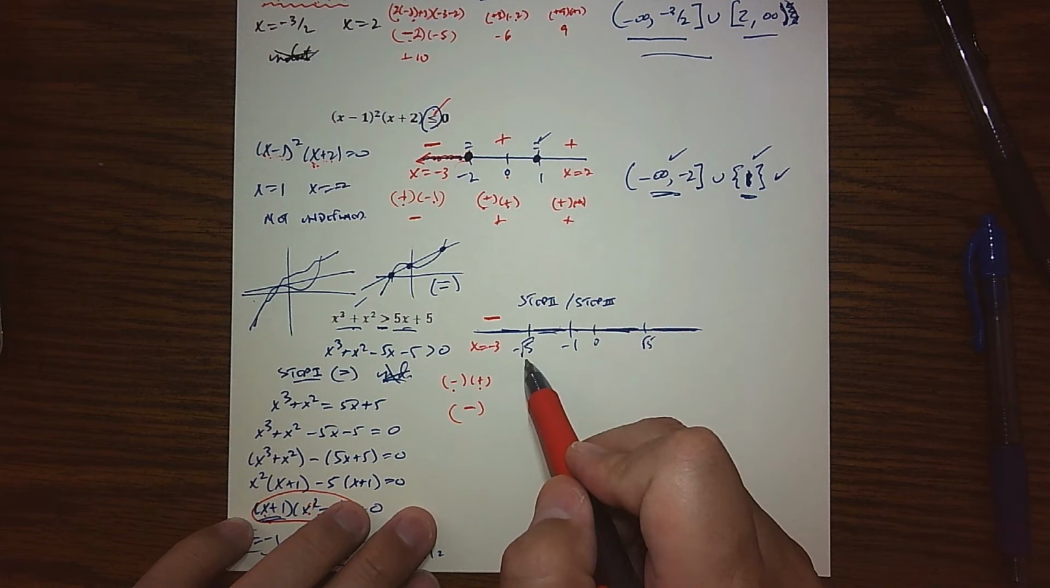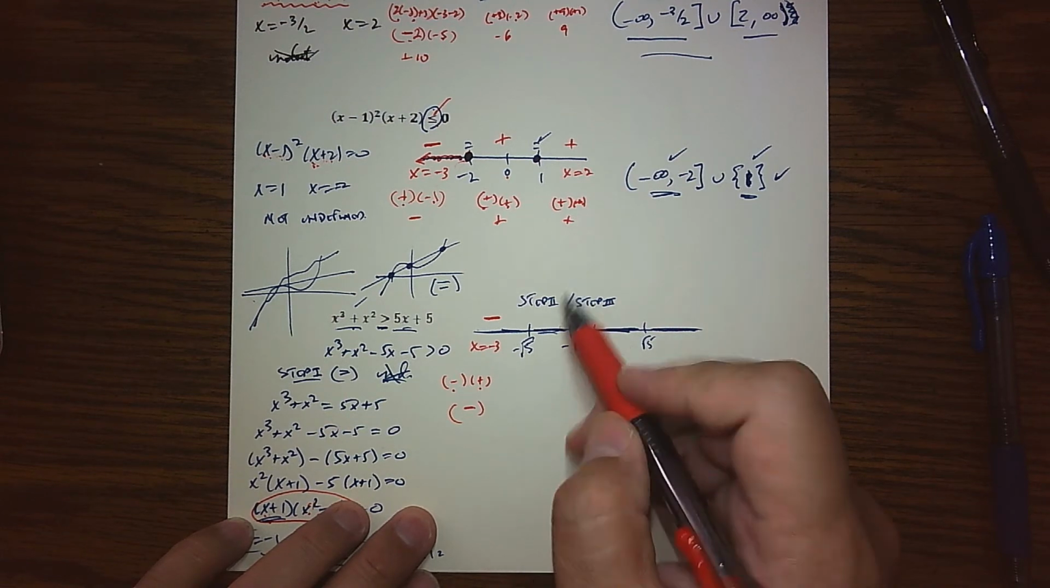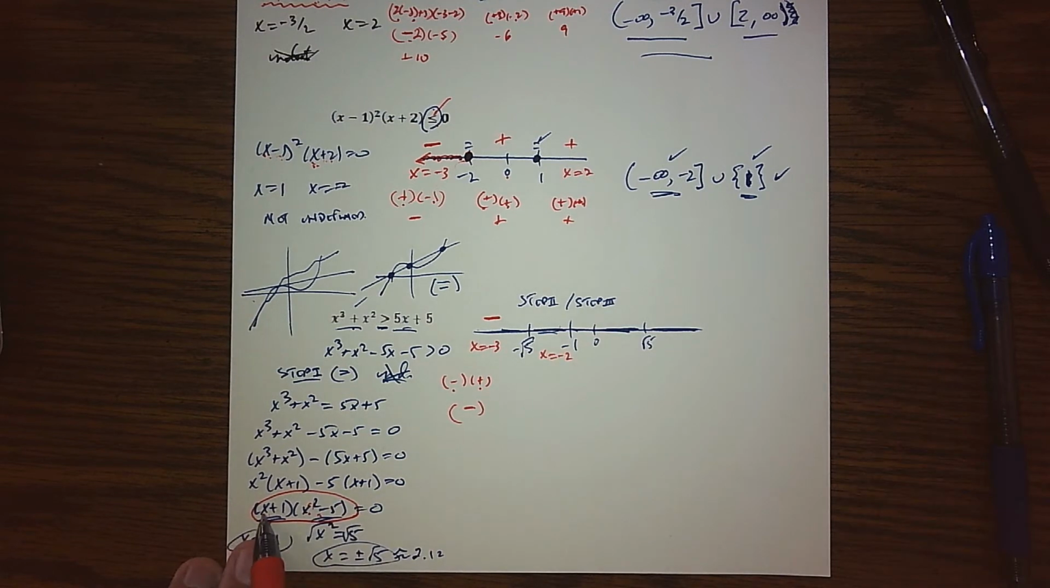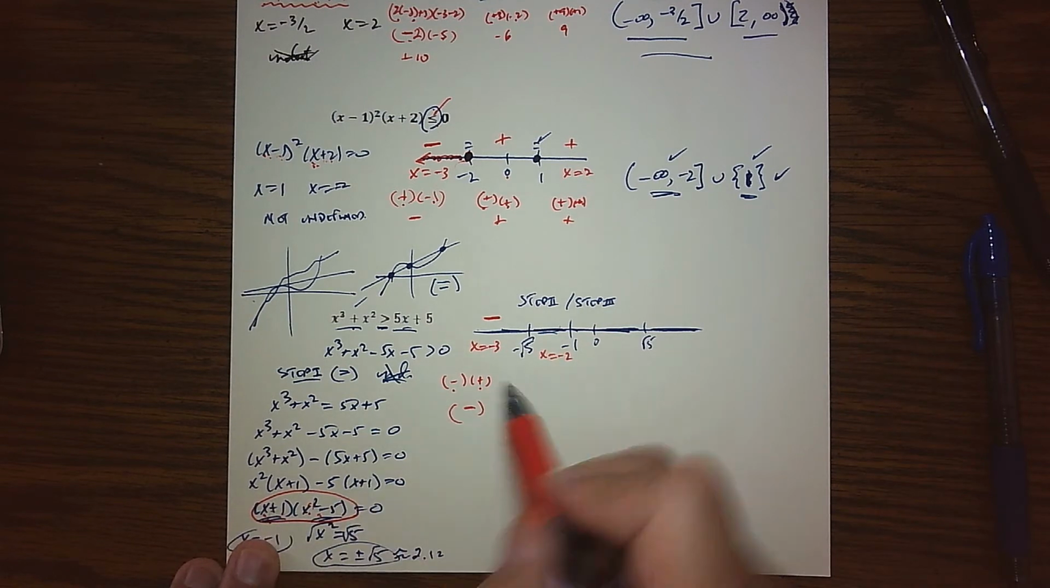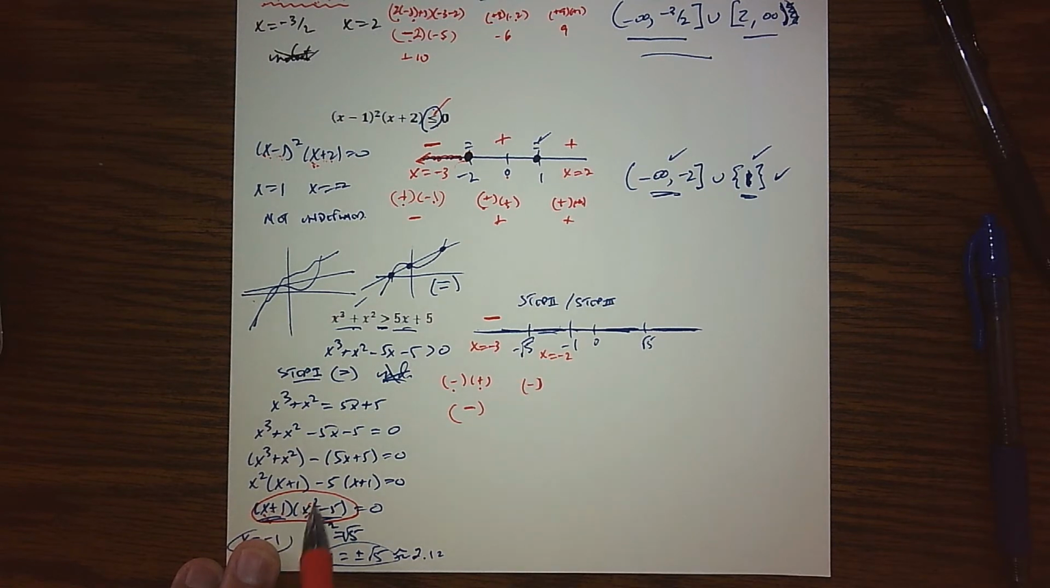In the next interval, remember, this is about negative 2 point something, and that's negative 1. So how about we throw a negative 2 in there? Well, a negative 2 plus 1 is a negative 1, so it's negative. And then a negative 2 squared is 4.